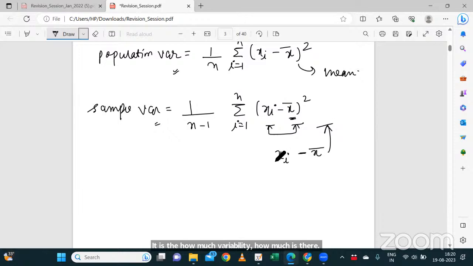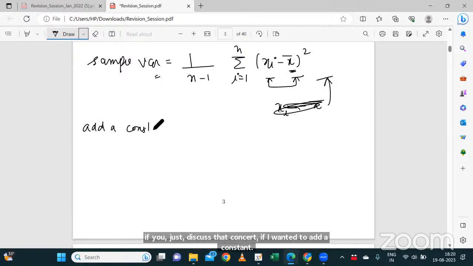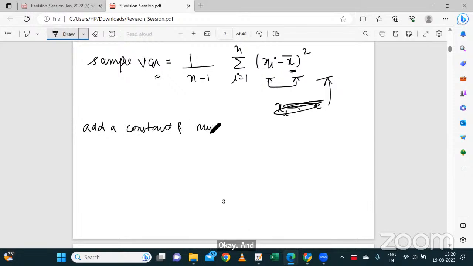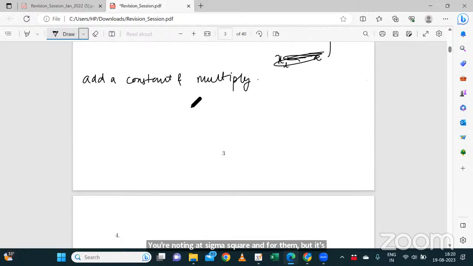Now, let's discuss that concept. If I want to add a constant and multiply by a constant, what will happen to my variance? In general, the population variance is denoted by sigma square, and for a sample, it's a small s square. Just a notation. I'm going to consider population variance here; you can take sample variance also.